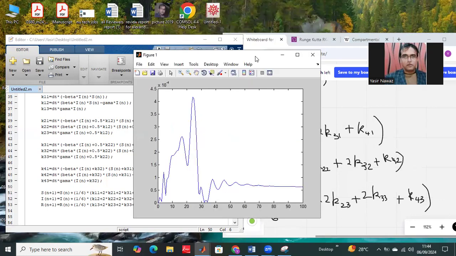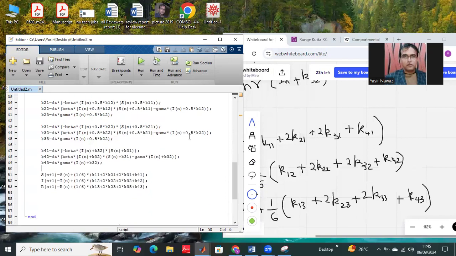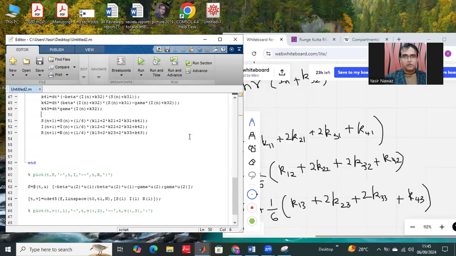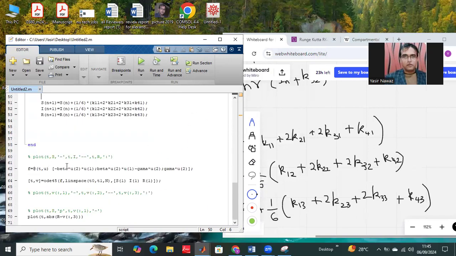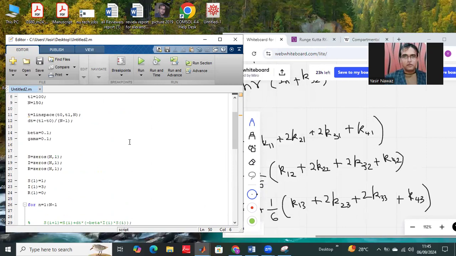So that was the Runge-Kutta 4. Fourth order means that it gives fourth order accuracy. That's why it is called the fourth order Runge-Kutta method. The other solution is obtained using the ODE45 solver. Now I end this video. Bye.